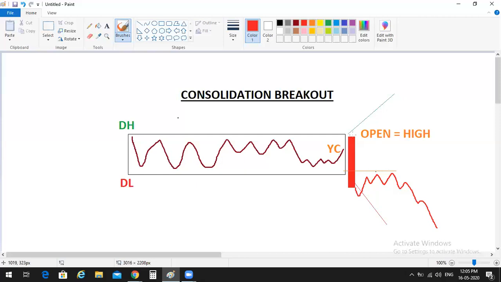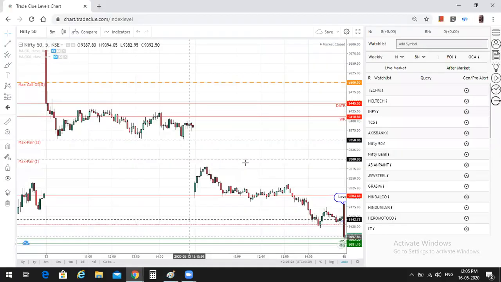Now, it becomes very simple. The top, or open, becomes your stop loss. So let's see some examples of how we can bring this into practice. I'm taking yesterday's day to understand how we can look into this.